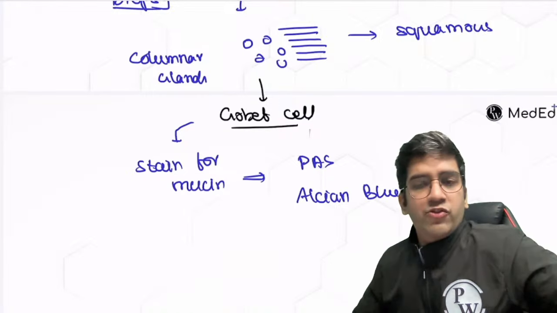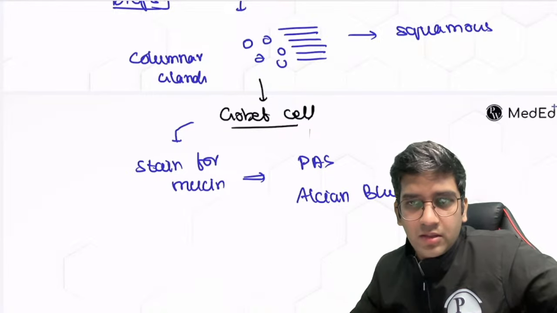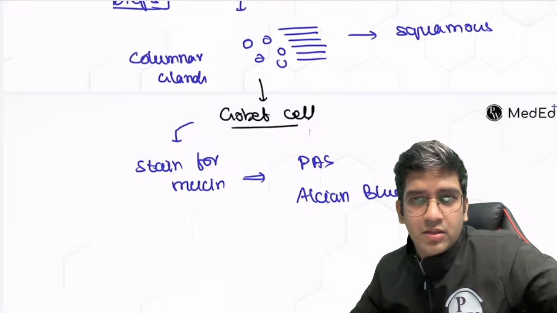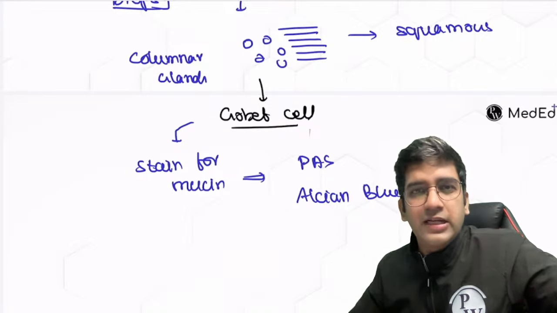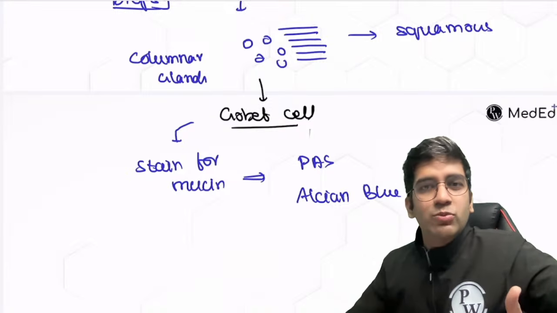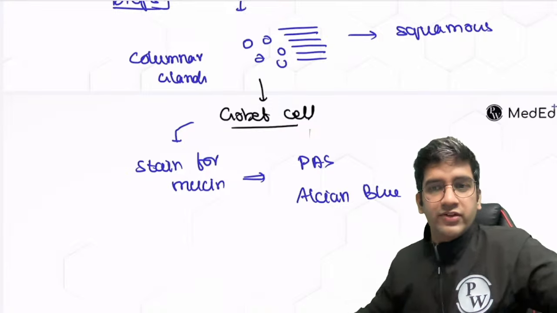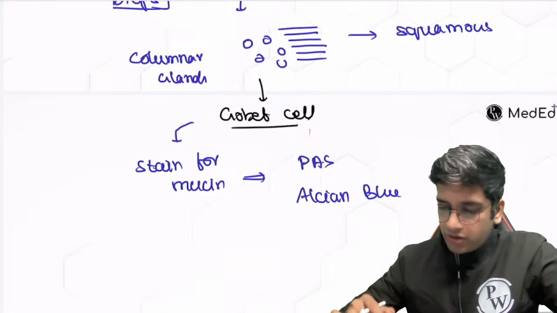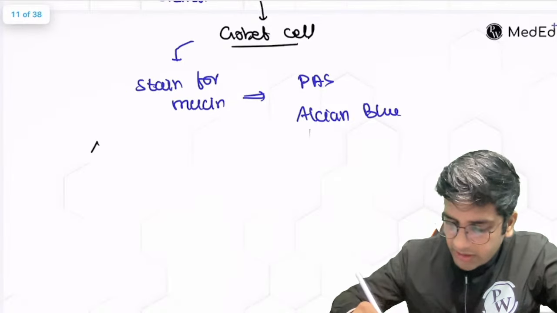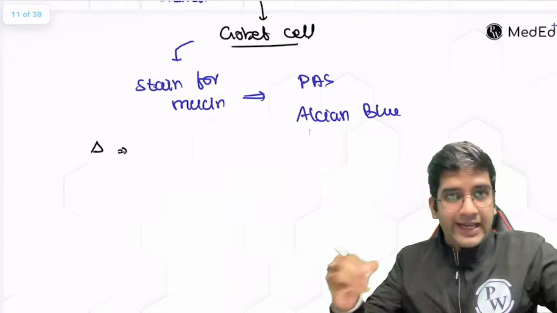Adesh, what is the color of PAS? Did you mention it's brown? PAS is generally a magenta color stain, right? It's a dark pink color. Alcian blue gives blue color, fine? PAS is magenta color, dark pink color, something of that sort, fine? Okay, so here I just wanted to write in the diagnosis.